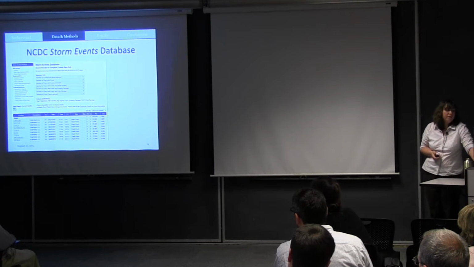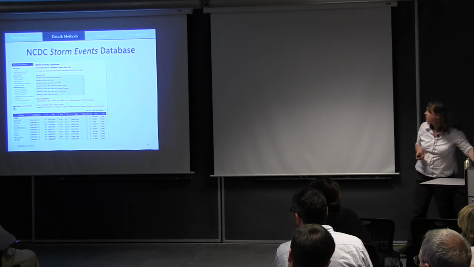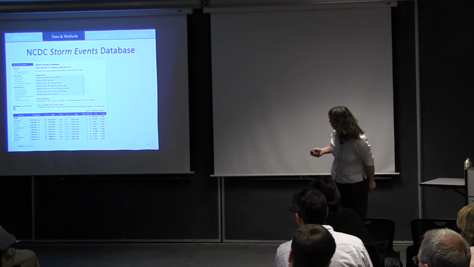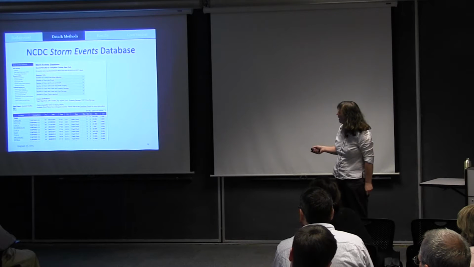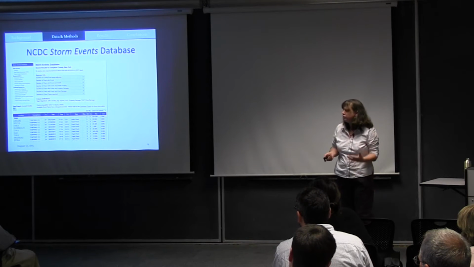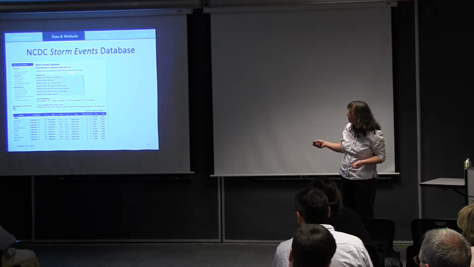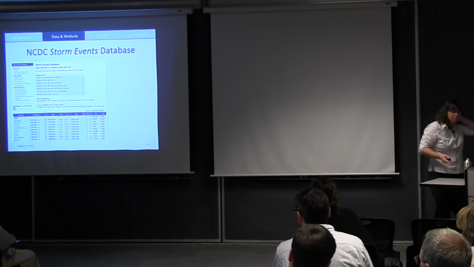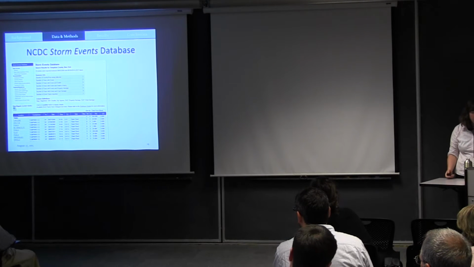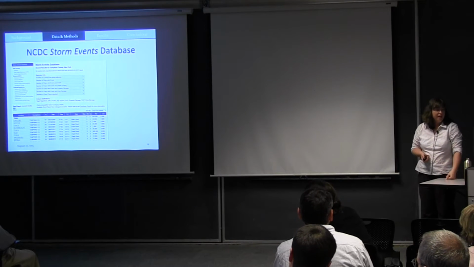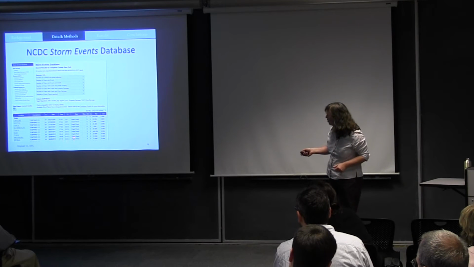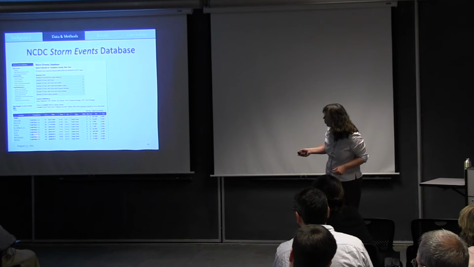So here's a little tour of the NCDC Storm Events Database. That's a tiny bit blurry, but the database, you can query it for a location, a date, and then the kind of events that you want to look for. So I filter by flash floods, and in this example, this is Tompkins County and 2006 to 2014. And what you get is a list of the flash floods that occurred during that time period in that place. And you can see that on some days there were more than one flood reported.